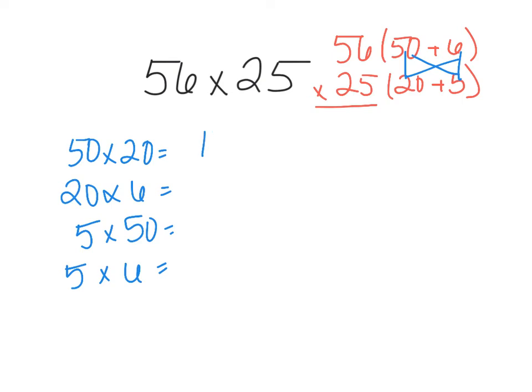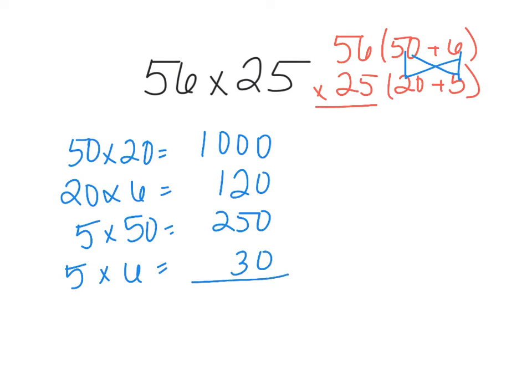50 times 20 is 1,000. 20 times 6 is 120. 50 times 5 is 250. And 5 times 6 is 30. Notice I'm keeping everything lined up. All of my place value is lined up. My ones place is all together. My tens place is all together. My hundreds is all together. Oops, sorry, that should be a 0. My bad. And then my thousands. So my answer is, again, 1,400.